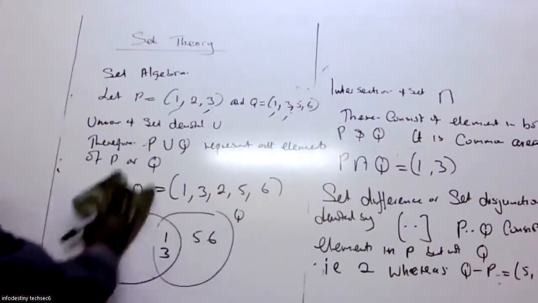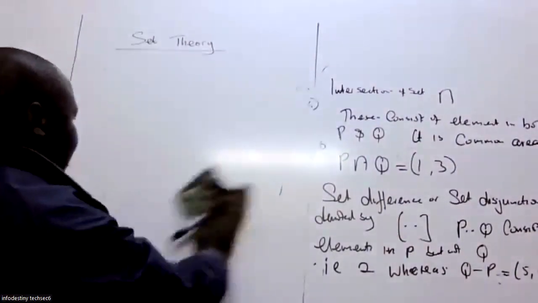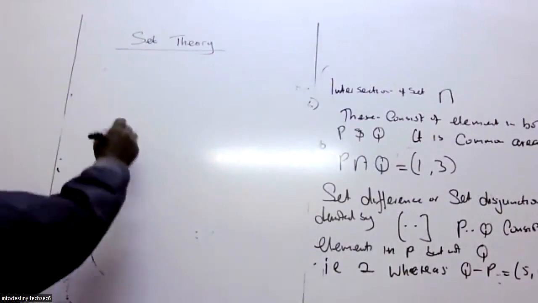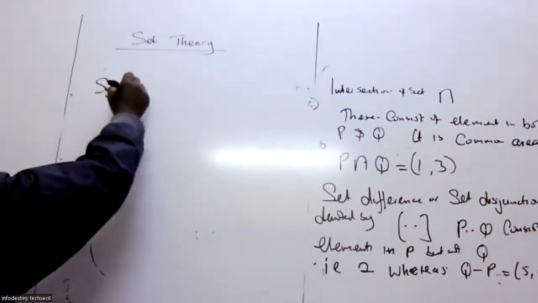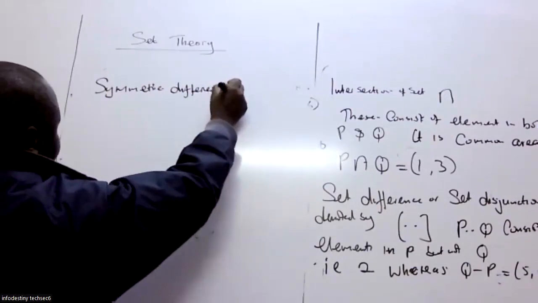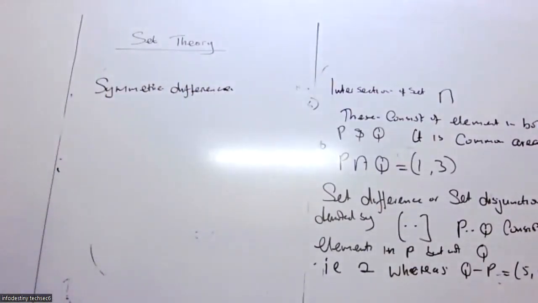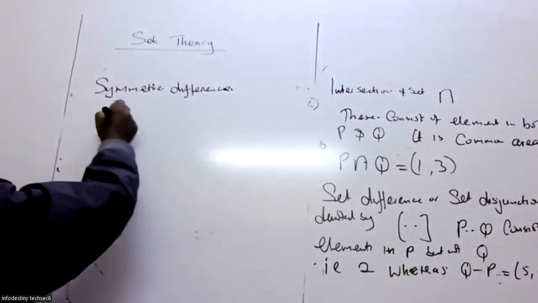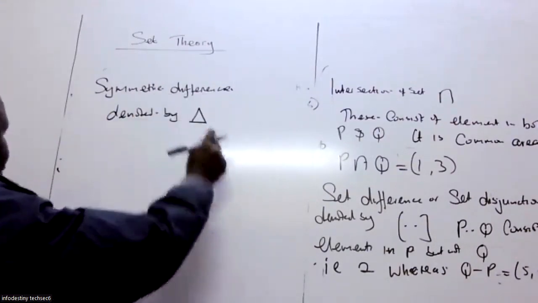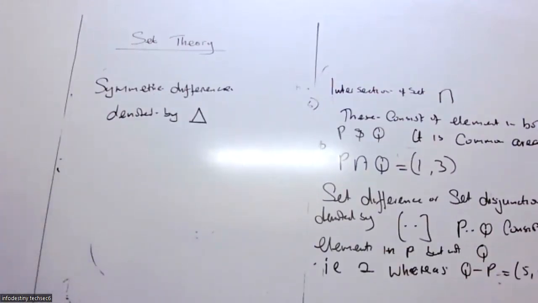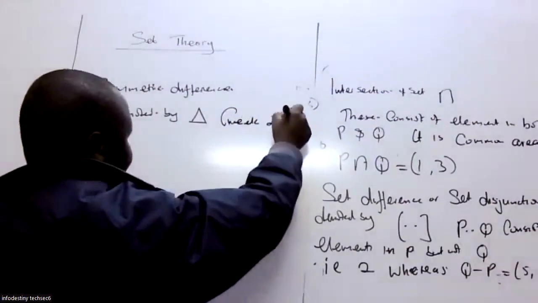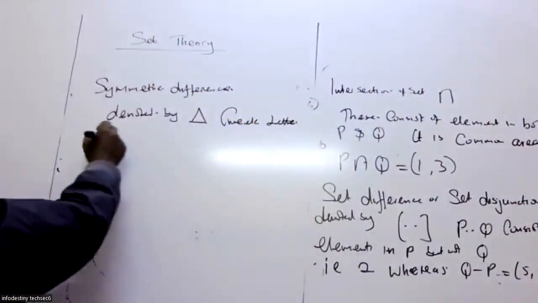Now we continue. The next one we have is symmetric difference. When talking about symmetric difference, it is denoted by this sign, that's the Greek letter delta.